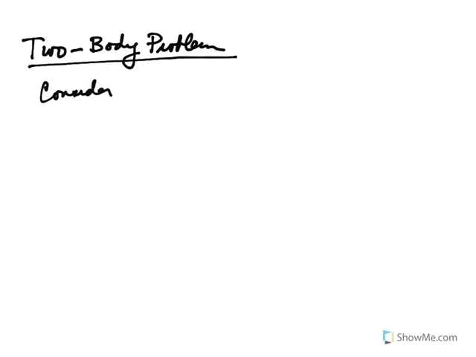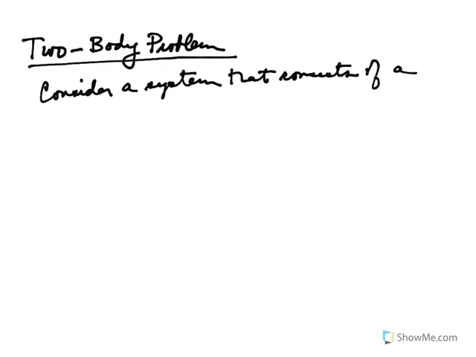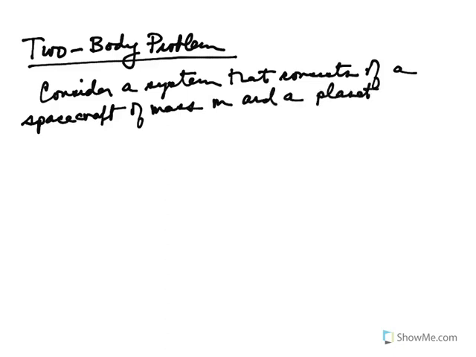Now, this problem is set up as follows. Consider a system that consists of a spacecraft of mass m and a planet of mass big M.